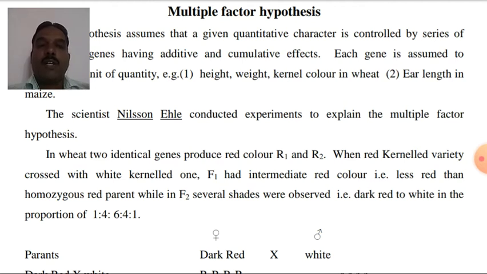Total individuals obtained in the F2 generation are 16, but the ratio is modified to 1:4:6:4:1 because of multiple factor or multiple gene involvement. How this multiple gene involvement occurs, we can study. Suppose the parents are dark red and white. The first parent is female, the second parent is male. Always in crossing, the first parent is female and the second one is male.